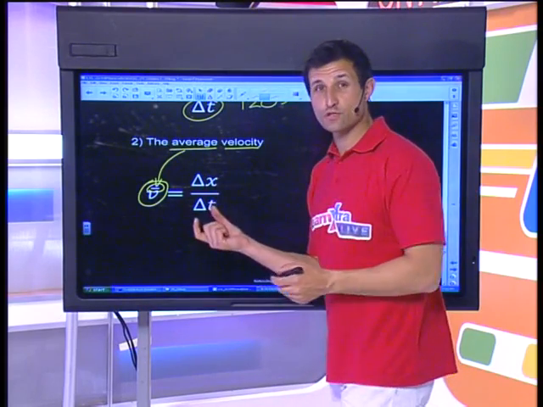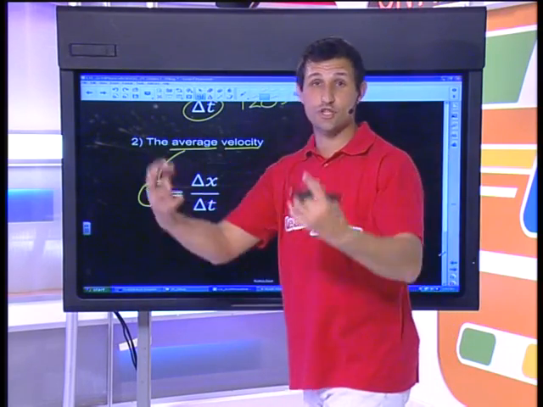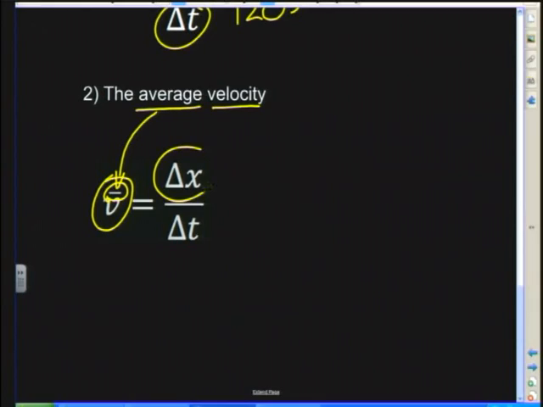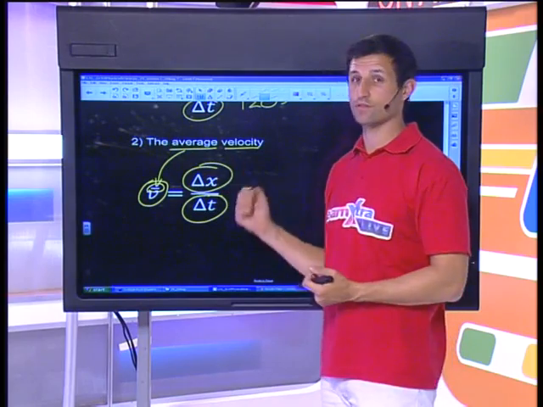So remember what I told you about the triangle? The triangle means the change. So the change in x, which is the change in position, over the change in time. So what was the change in position from position A to position B? Now I use my displacement to calculate my average velocity.